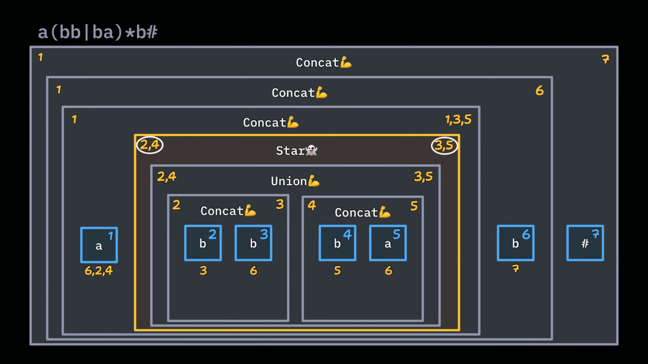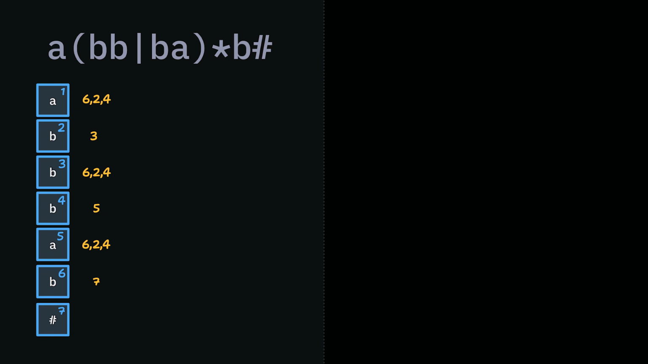So we go through the positions in our star node's last pos and add each one to all of the positions in our star node's first pos. And schwupp-de-whoop, we have our follow pos for every position. From here, we could use a variety of methods to get a DFA. Something like the McNaughton Yamada construction will work just fine.